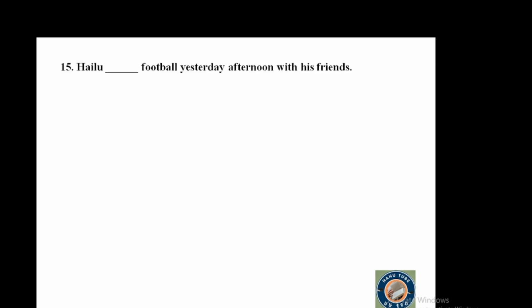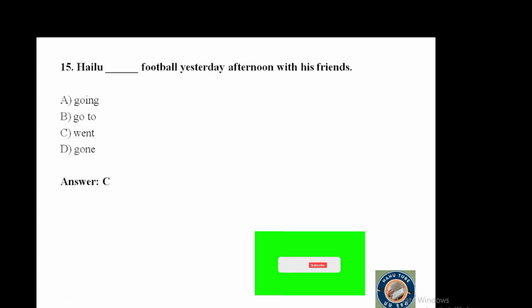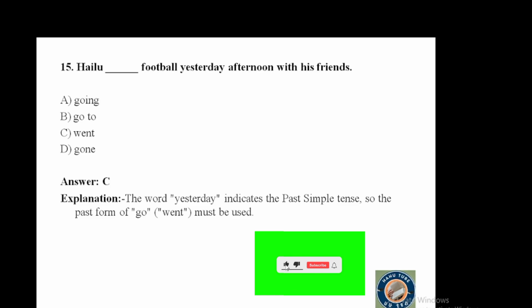Question number 15. Hailu blank football yesterday afternoon with his friends. A. Going. B. Go to. C. Went. D. Gone. The answer is went. The word yesterday indicates the past simple tense, so the past form of go, went, must be used.